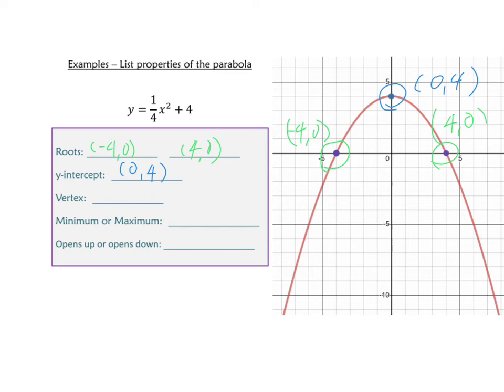So, it's the same number. Is this a maximum or a minimum? If you said maximum, you are correct. And since it's a maximum, that means it opens down.